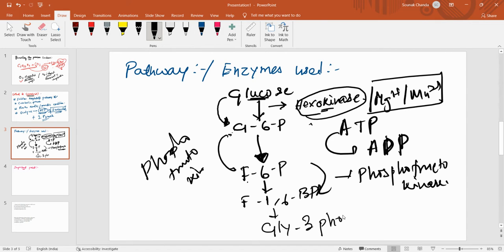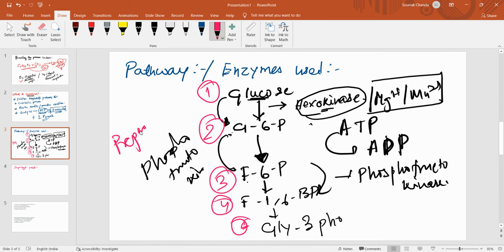So I have broken down this glycolysis into two parts. See, first is glucose as a substrate, next glucose 6 phosphate, next fructose 6 phosphate, next fructose 1,6 bisphosphate, and fifth is glyceraldehyde 3 phosphate. There are a total of 10 steps in glycolysis, and out of these, the first 5 steps are known as the investment phase or preparatory phase.